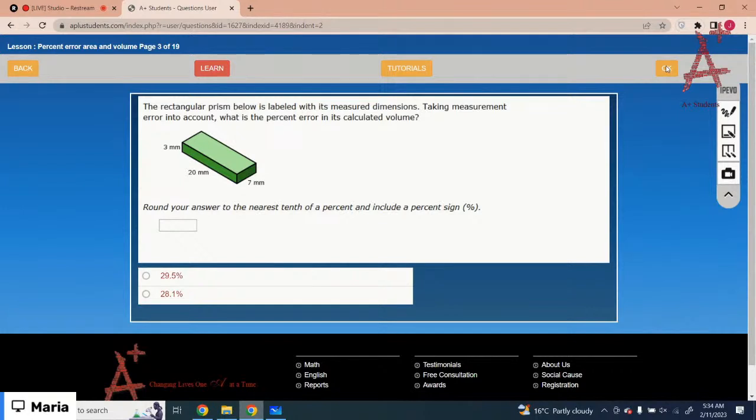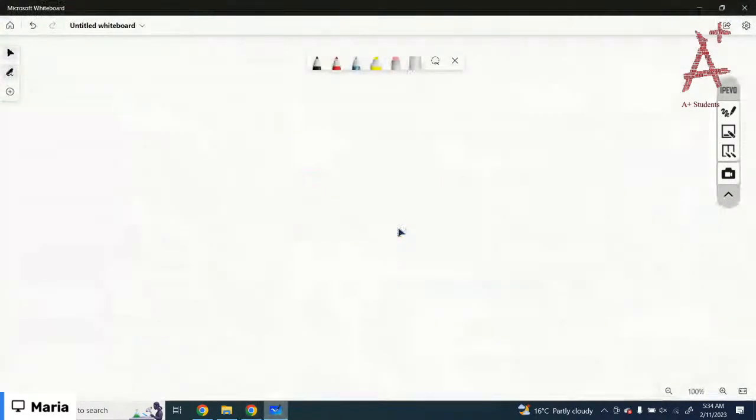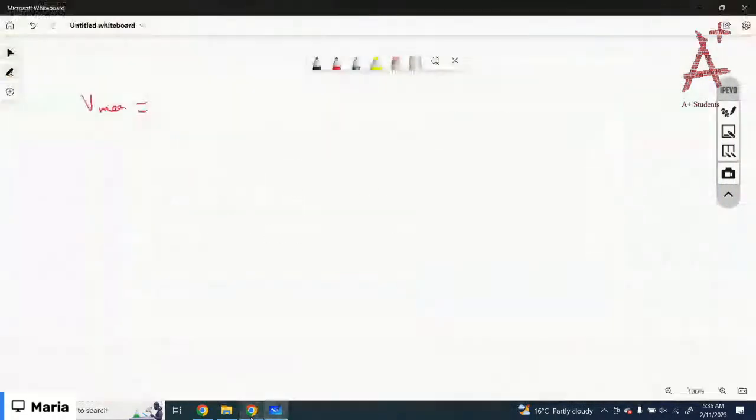Okay, the next one is the rectangular prism. Let's just do the next one. Okay, you have to calculate the measured volume. To calculate the measured volume, you have to do 7 times 20 times 3. That would be 420. Got it?